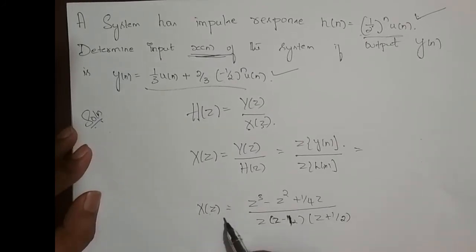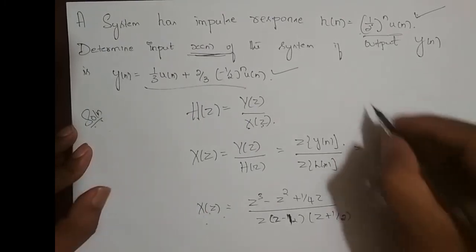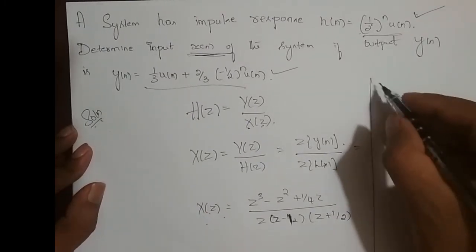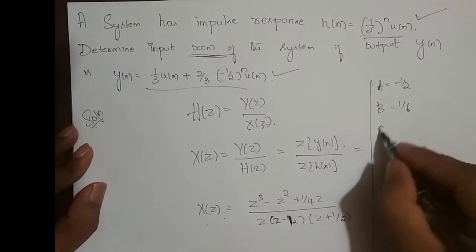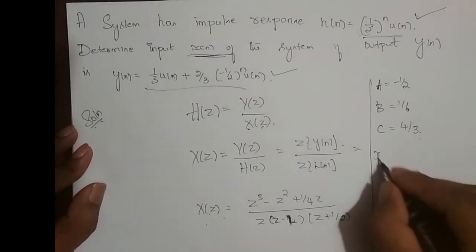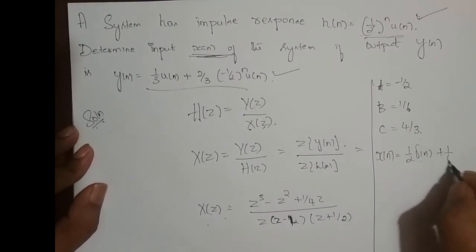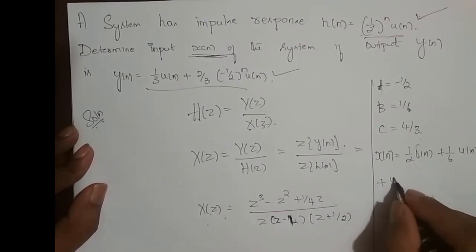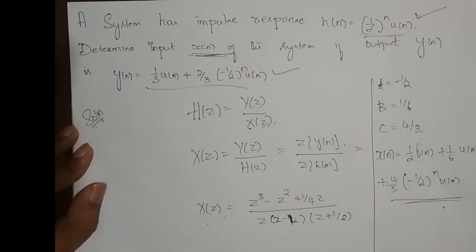Okay. Once you get X of z, what is the next step? I have to bring one z from the numerator to the left-hand side so that this is in the form of X of z by z. And you have to perform the partial fraction expansion. When you do, the value of a you get is minus 1/2, the value of b you get is 1/6, and the value of c you get is 4/3. You just check it. Okay. And after performing the inverse transform, x of n is 1/2 delta of n plus 1/6 u of n plus 4/3 into (minus 1/2)^n u of n. So this is the input to the system.